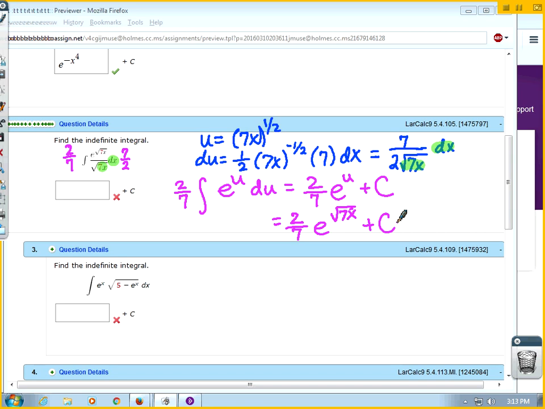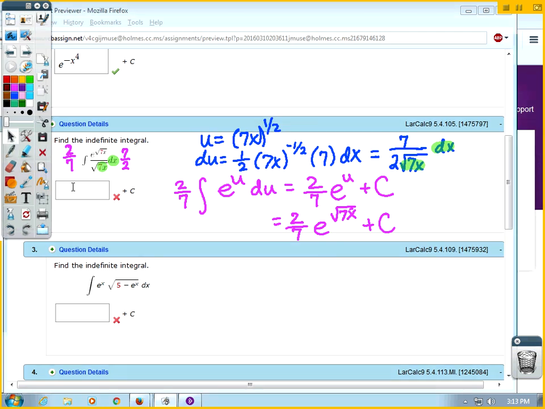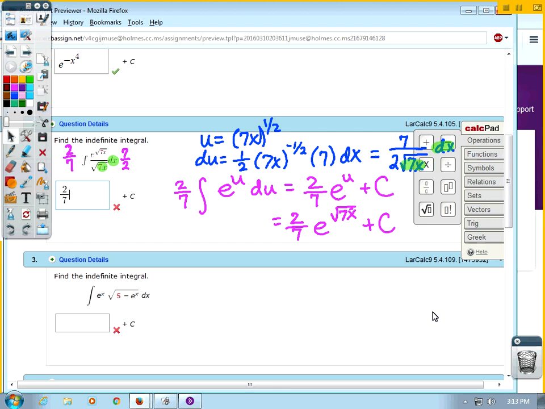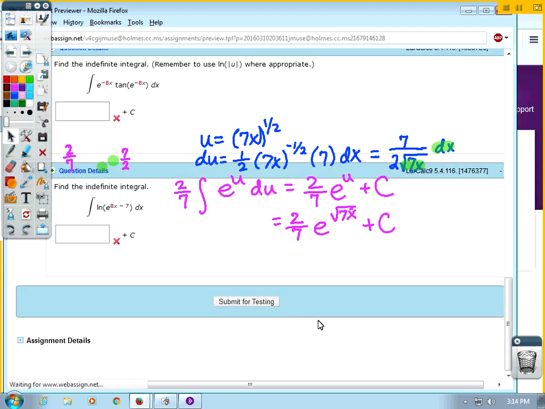We kind of get spoiled with WebAssign putting the plus C for us. I'm sure you don't think that WebAssign spoils you at all, but if you were having to write out your answers on a test instead of them being multiple choice, and you didn't put your plus C, I would be nice, I'm sure, and give you partial credit, but some teachers aren't nice. They would count off.